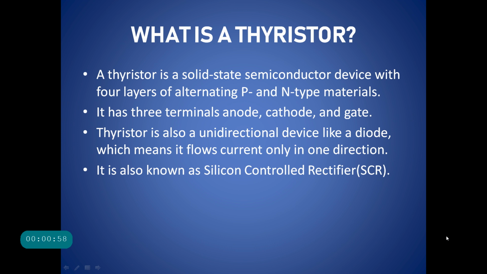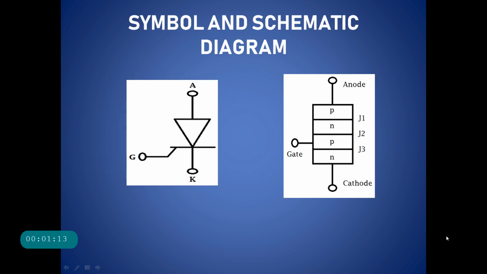Hence, thyristor is also known as the silicon control rectifier or the SCR, and it is called so because silicon is used in its construction and its operation as a rectifier can be controlled. Now let's see the symbol and the schematic diagram of a thyristor.